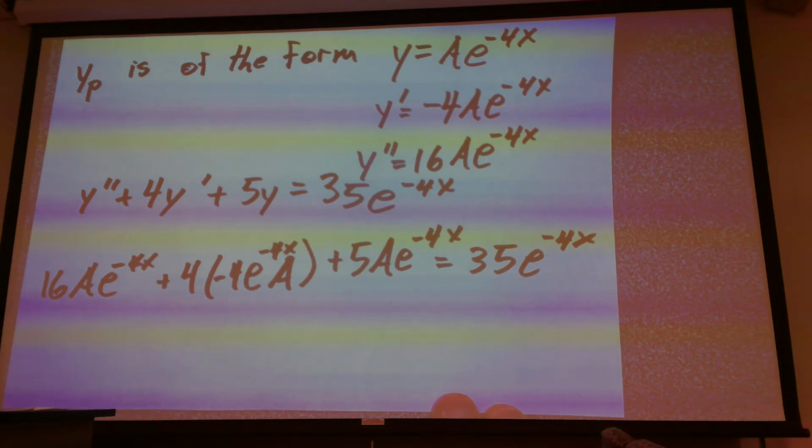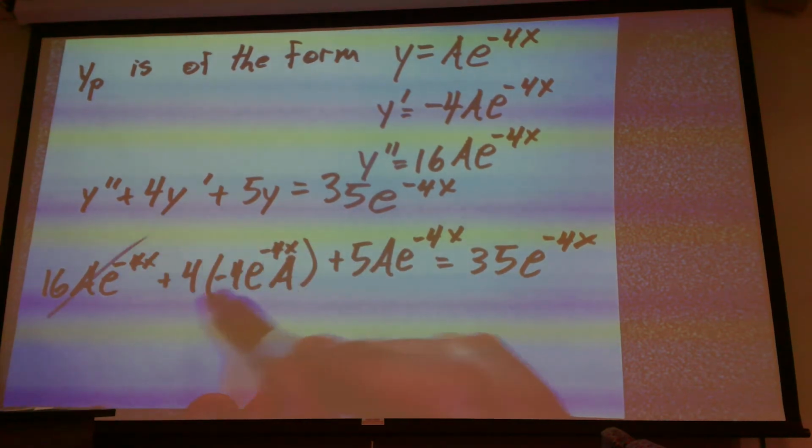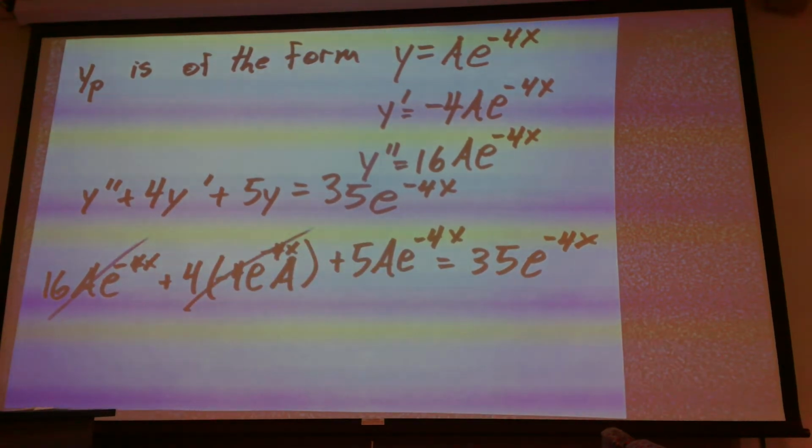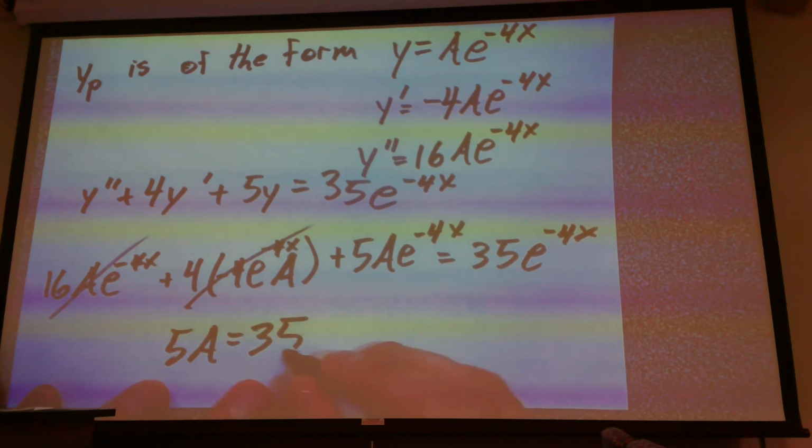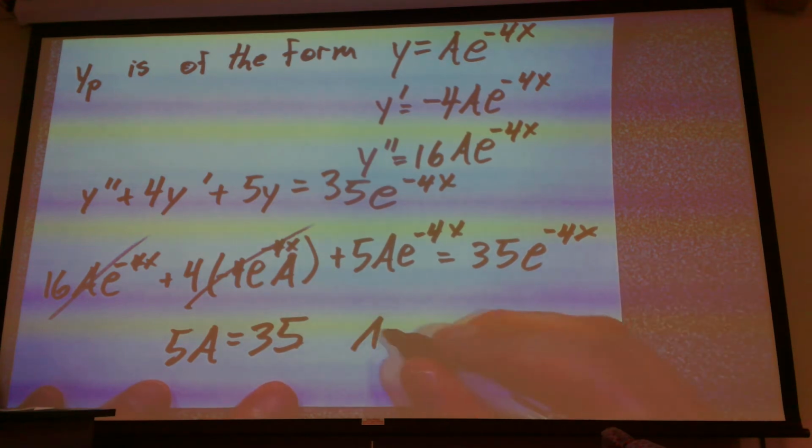Okay, now 4 times negative 4, that's going to turn into a negative 16. And so this guy and that guy are going to cancel each other out. And so what am I really left with on this problem? It's that 5a equals 35, or that a equals 7.